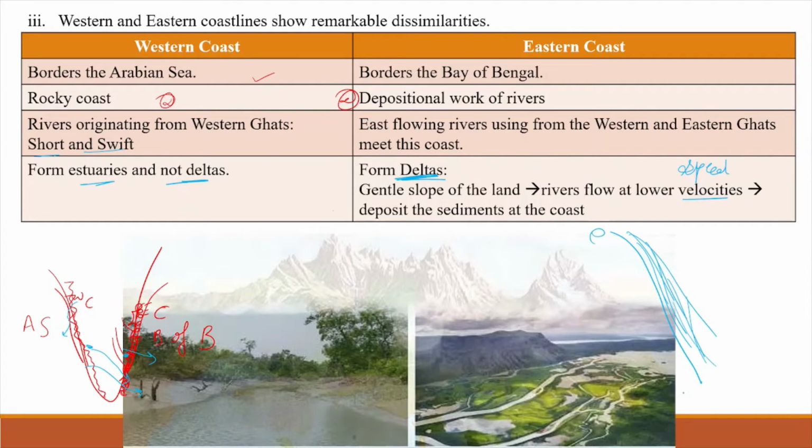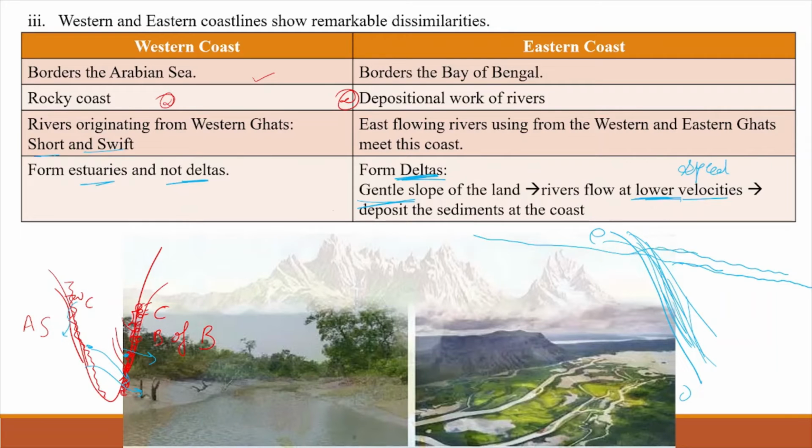From high to low, water will flow at a faster rate. But if you have a very gentle or gradual slope, where the difference of your altitude is changing very slowly, then your river flows at a slower rate. So here on the eastern coast, there is a gentle slope of land. So your rivers will flow at a lower speed or a lower velocity.